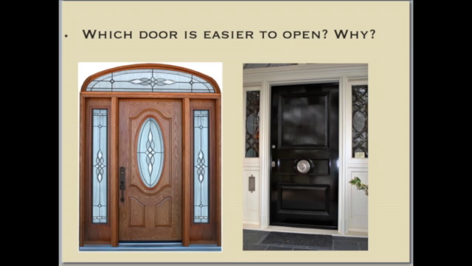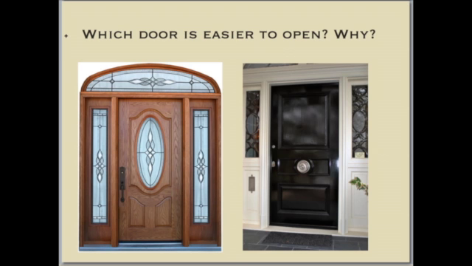Now let's talk about why. Notice where the door handles are on each door. The hinges are located over on the right-hand side of each of these doors. But on the door on the left, the handle is all the way on the other side of the door, farthest away from the hinges. This gives you more leverage to open the door with less force.